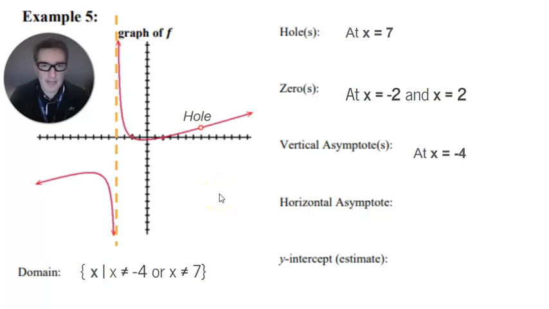What about horizontal asymptote? Well, since my graph is going up at an angle, that's going to head to infinity. So there are no horizontal asymptotes. And we're supposed to estimate the y-intercept. That's where my graph touches the y-axis. And it's between 0 and 1. I'm seeing something along the lines of about a half.